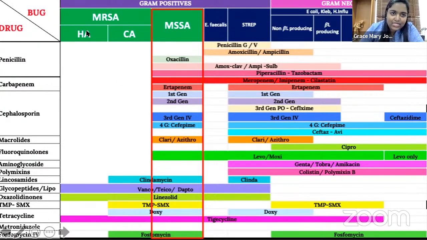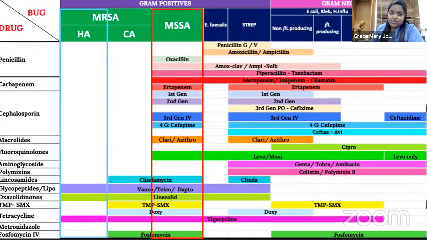Here we have classified into hospital-acquired and community-acquired. For community-acquired, your clindamycin, your doxycycline, your Septran, everything can work. But when it comes to hospital-acquired, it's not the same case. There are very few agents that you can use to treat hospital-acquired MRSA, like vancomycin, ciprofloxacin, daptomycin, linezolid, and tigecycline. And there are newer agents that are coming, like dalbavancin and oritavancin. These have good, promising, long-acting molecules that you can use, which are not available in India so far.